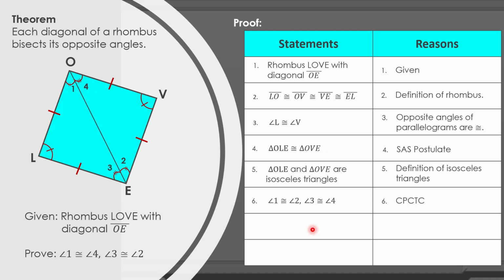Let us have statement number 7. Angle 1 and angle 3 are congruent. Angle 2 and angle 4 are congruent for the reason of definition of isosceles triangles in which the angles opposite to the equal sides are congruent. So from statement number 6 and number 7, we can now prove that angle 1 is congruent to angle 4 and angle 3 is congruent to angle 2 by transitive property. So that is how we prove that the diagonals of a rhombus bisect its opposite angles.